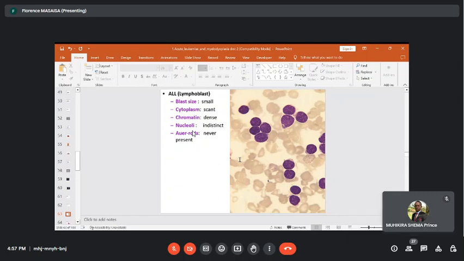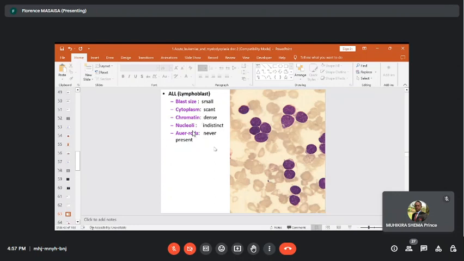I think it is ALL1. So it looks like L1, so very good. So here again, you have to understand the differentiation of the two. Compared to myeloblasts, the lymphoblast size is small here. Cytoplasm is scanty. Then the nucleoli are indistinct and the chromatin is dense. You can't see very well inside. They don't have Auer rods present.